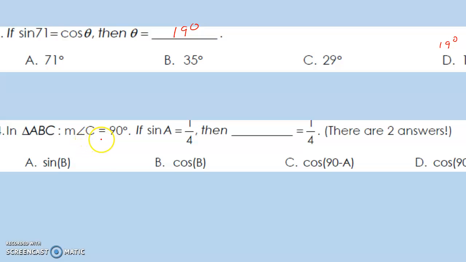The measure of angle C is 90 degrees. That means that A and B are my acute angles. Then the sine of one acute angle equals the cosine of B, which is the other acute angle. And another way to write that is 90 minus A. That's the same thing as angle B. So those are my two correct answers.